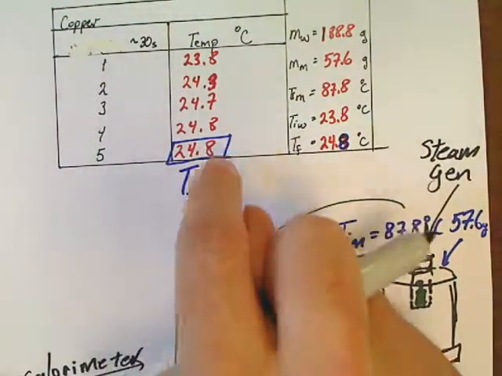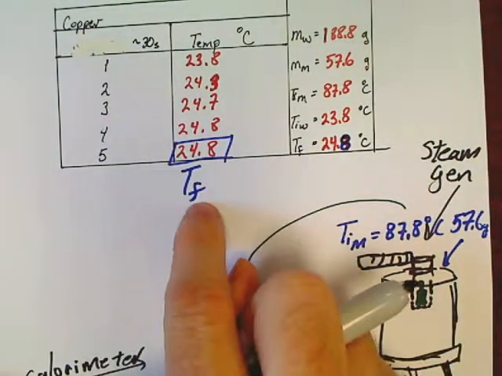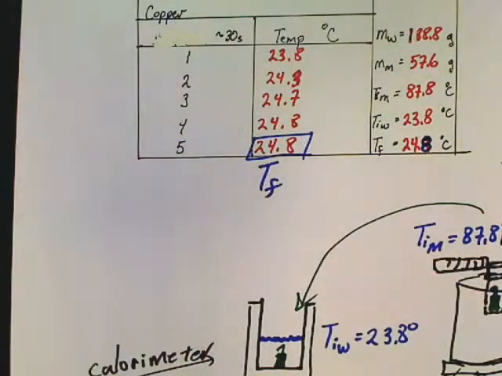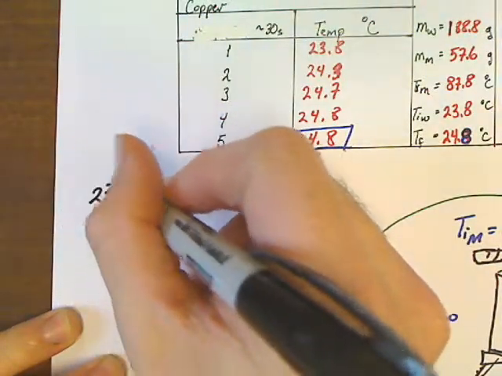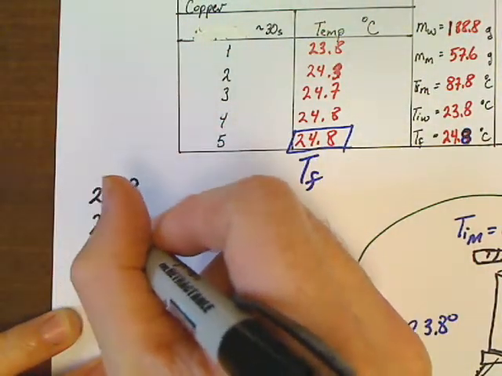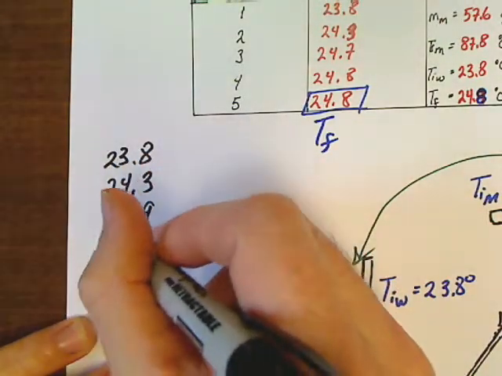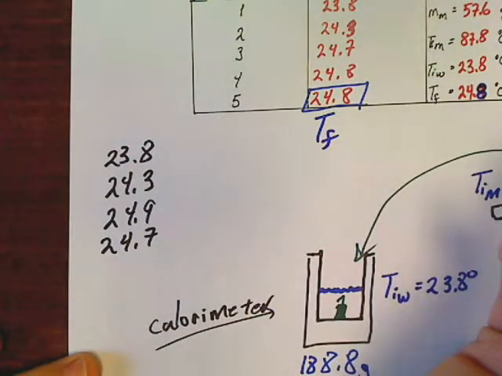Because if the temperature stays the same or starts to fall, then I'm done. So there's your temperature final, this temperature that I got up to. Now, what about this? This would be a good question. What if my temperatures went 23.8, 24.3, 24.9, 24.7, then quit? If you were doing this lab and this happened, I would go ahead and stop.